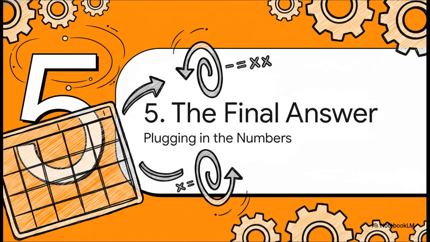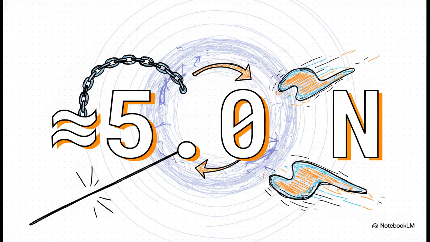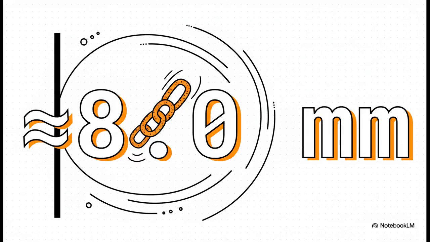We've got our formulas. We've done the hard work. Now for the satisfying part. Let's grab those numbers we wrote down way back at the beginning and plug them in. So we run the numbers and we find that the tension in the thread is about 5.0 newtons. That's the amount of force that little thread has to exert to keep the chain from flying off. And what about the distance, the radius of the circle? It comes out to about 8.0 millimeters.